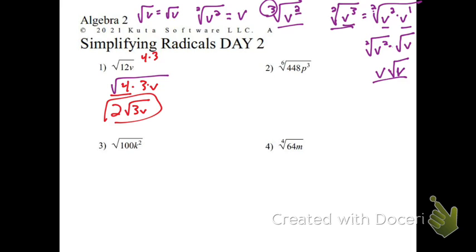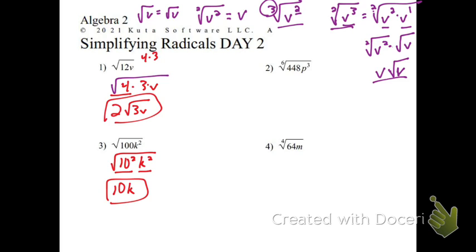This one has 2 things that we can take the square root of because we know that 100 is 10 squared and k squared is k squared. So the square root of 10 squared is 10. The square root of 100 is 10. I agree with that. And what's the square root of k squared? Well, it's going to be k. Okay? So there's that. All right, so we're done. If you could take the square root of it, it comes out. If you can't, it stays in.